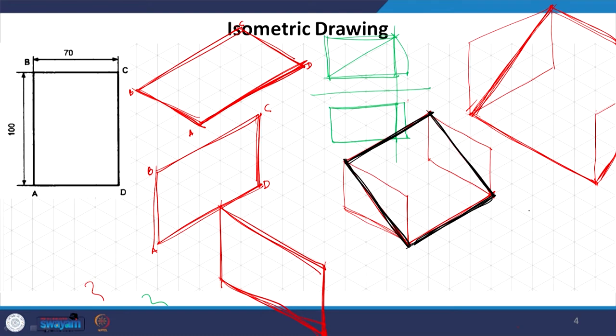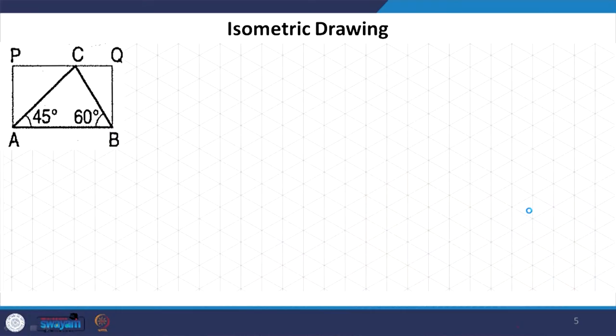We'll look at another example. This one is a triangle here. Now, this PQ is the reference rectangle which we are talking about. So this is just the reference. Our actual triangle is this.